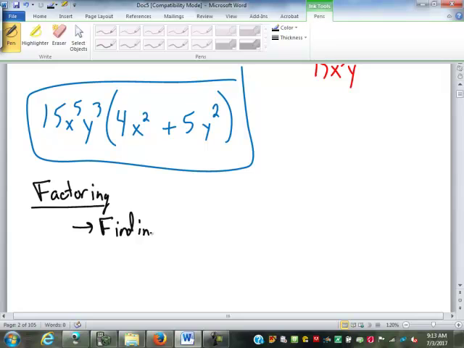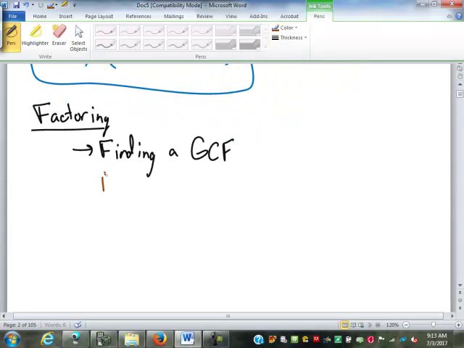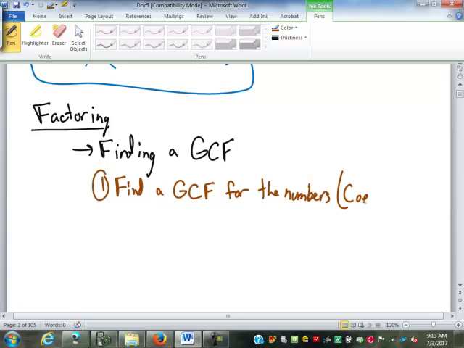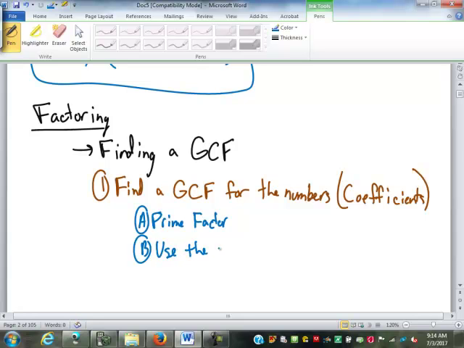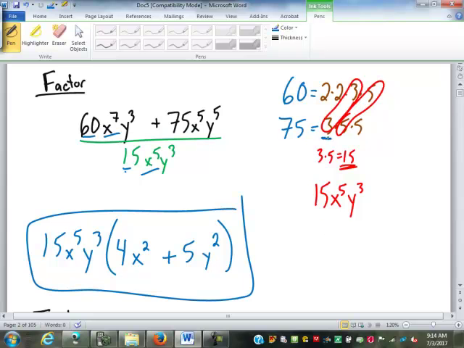So when we were factoring and trying to find a greatest common factor, first thing is you find a GCF for the numbers. If you remember, the term that they use for those is called the coefficients. To find that, of course, you prime factor them. And you use the common factors. So we're only using the factors that are in common, just like we did up here. We circled the ones that are in common, the 3 and the 5.